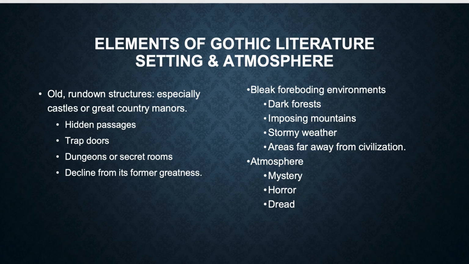Over on the other side of the screen, you'll see bleak, foreboding environments. Foreboding means that something bad is coming. There may be a dark forest, or maybe a house surrounded by forest. Maybe there are mountains, maybe a storm, and something far away from civilization in most cases, again, not always. In one of the stories, they're probably in a city, but it feels very isolated anyway. And then the atmosphere: mystery, horror, and dread. You know something bad is coming often in these stories. These are typically really scary, creepy, nightmare-inducing tales, which can be really fun sometimes.